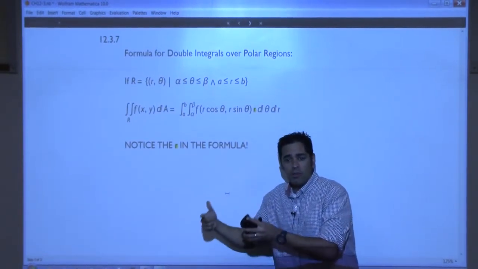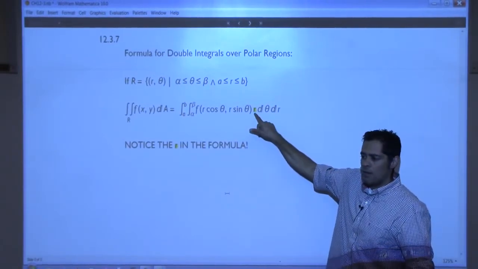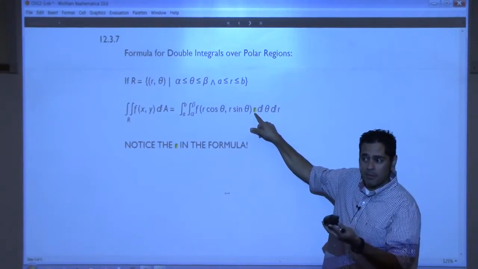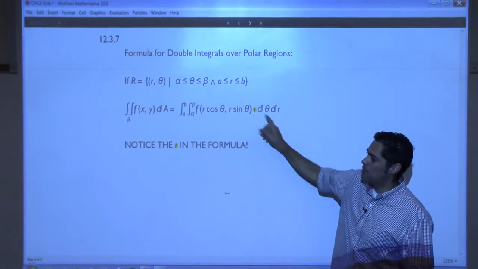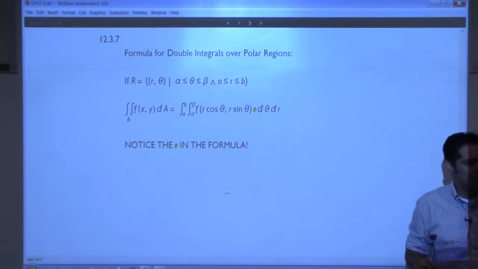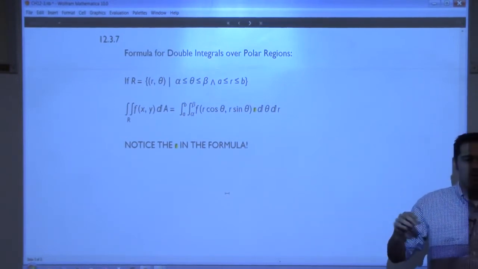The major important thing is that if you ever have a problem that's Cartesian and you convert it over to polar, you will always have an r appear in your integrand. The r will always pop up. Later on, we're going to see that comes from a formula, but for now, just remember that for polar, the r's there. That's the biggest mistake I see students make. They go from Cartesian to polar, they do everything correctly, they set up the integral, they forget the r.